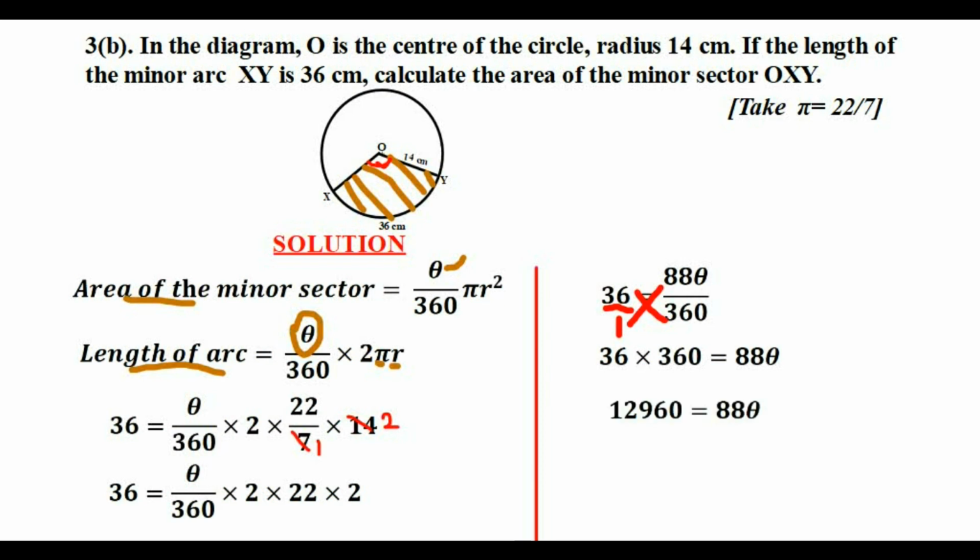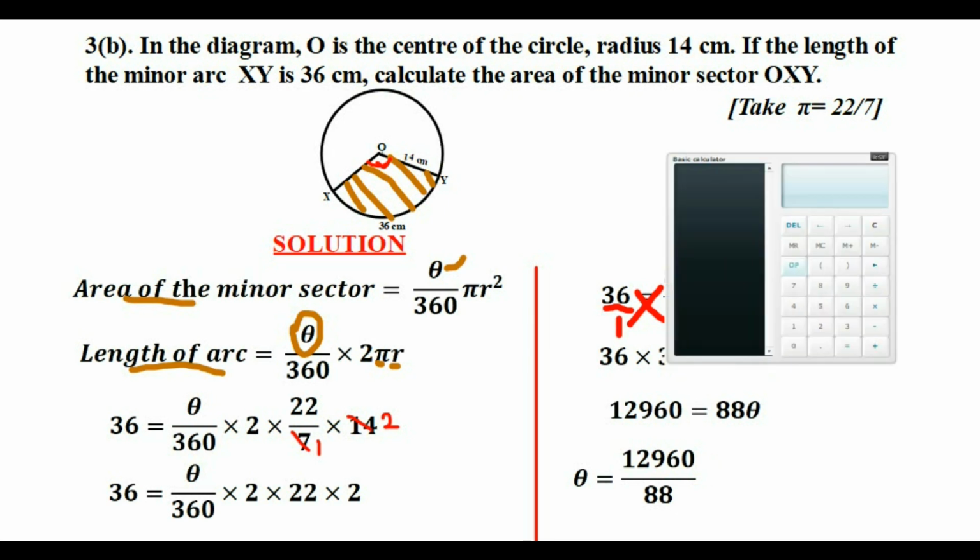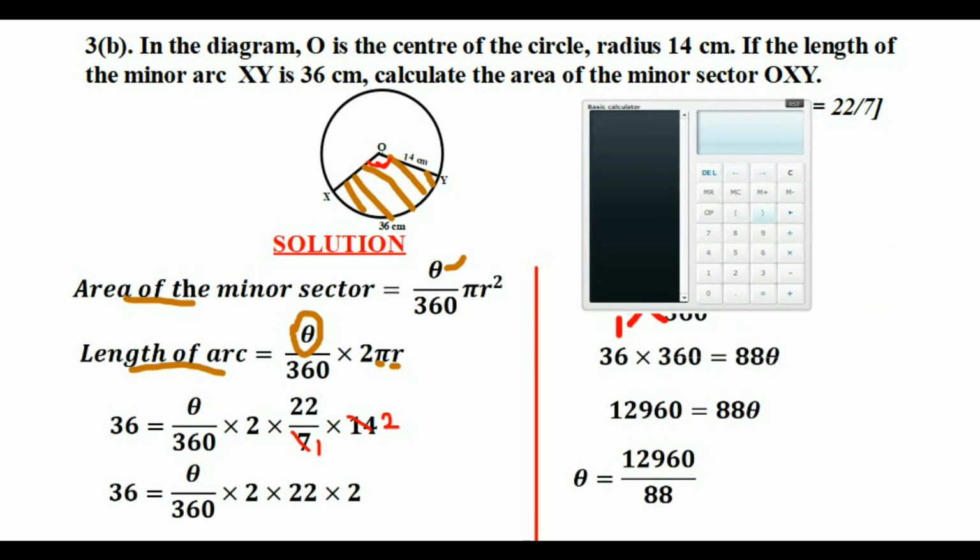That is correct. Now for us to get the value of theta, what we need to do is divide through by 88. So 88, we cross out this, we have theta here. So if we divide through by 88, what are we going to have? We're going to have 12,960 divided by 88, as we have it here. That is fine. And when we have 12,960 divided by 88, let's punch that in our calculator.